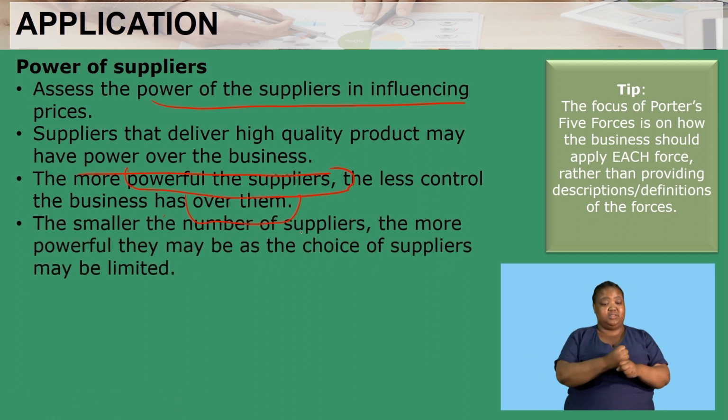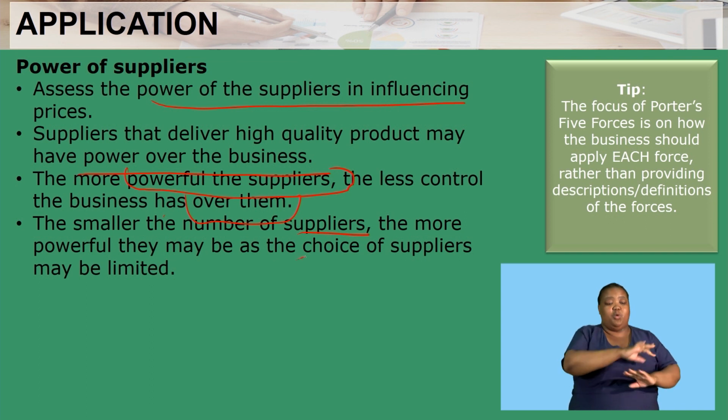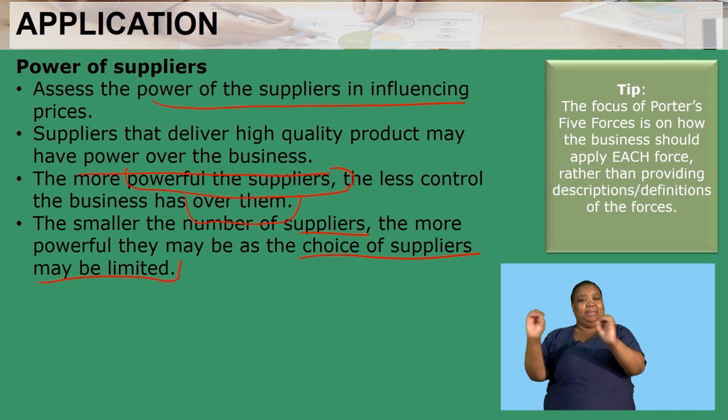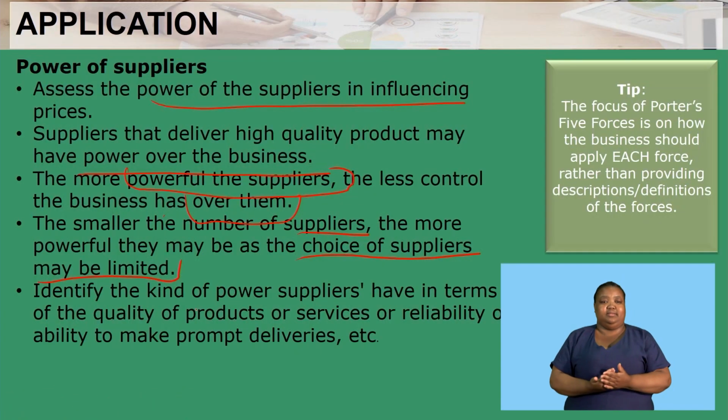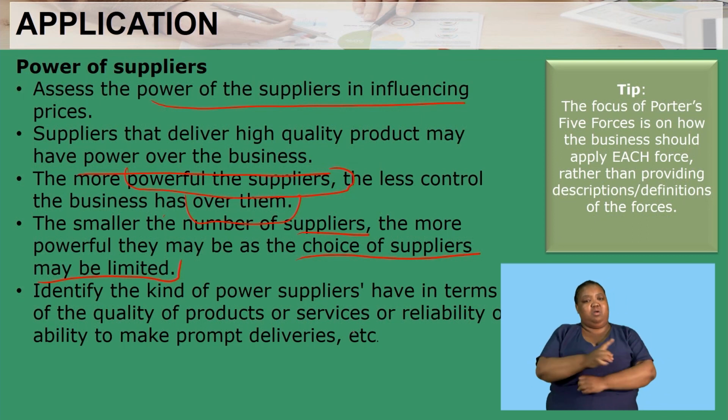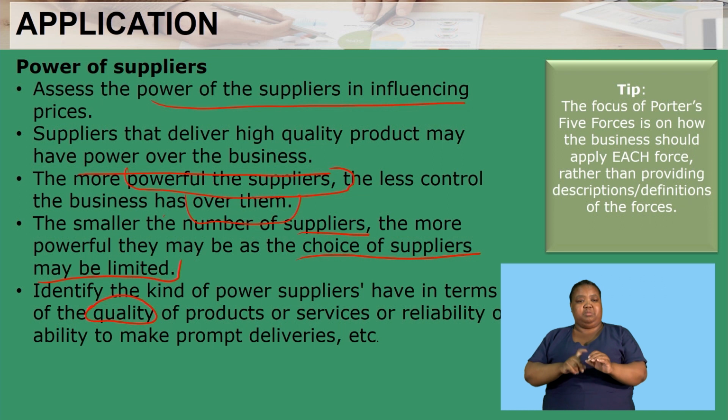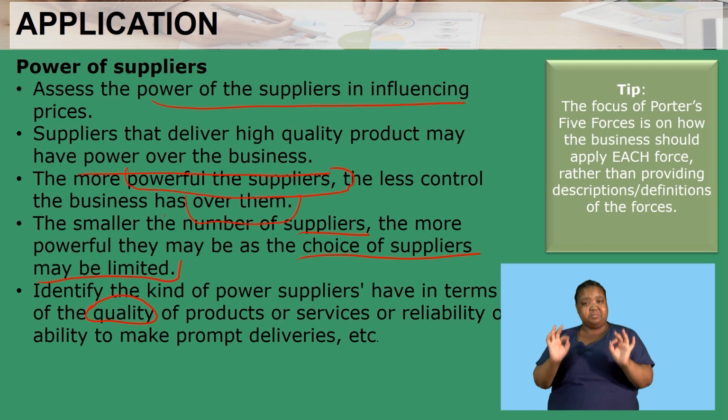Right. The smaller the number of suppliers, like I said, you find that he's the only supplier, then the more powerful they may be, as the choice of suppliers may be limited. We don't have anybody else, but we are stuck with that particular supplier. So they've got an influence. So identify the kind of power suppliers have in terms of the quality of the product or services, or reliability. How reliable are they? Do they deliver on time, or what? Or the ability to make prompt deliveries. So we need to identify the kind of suppliers using the quality of the product or the service, or reliability.